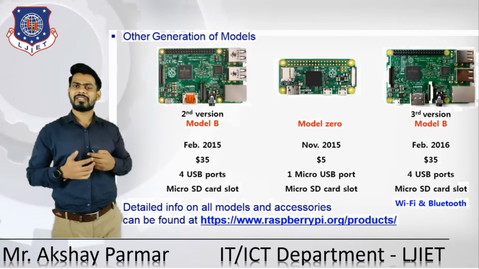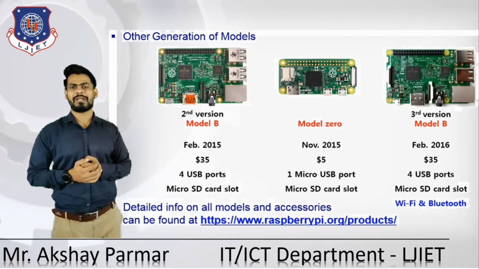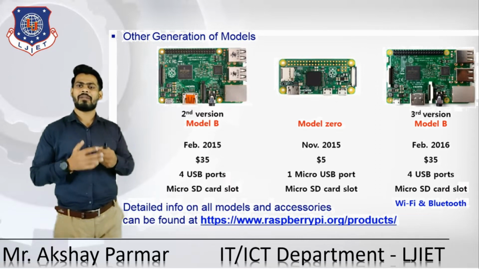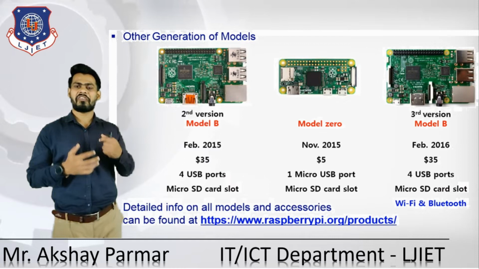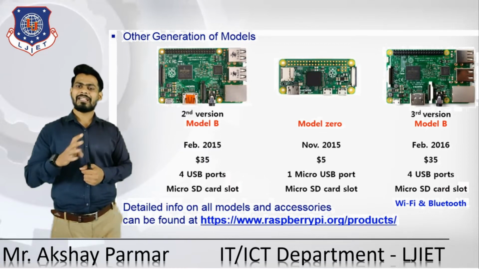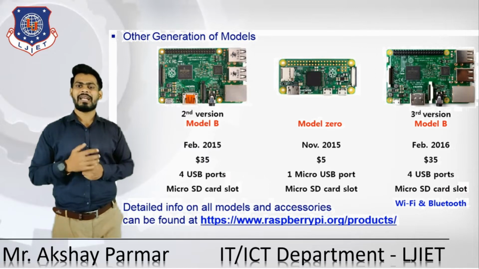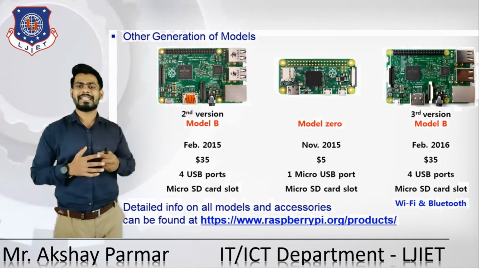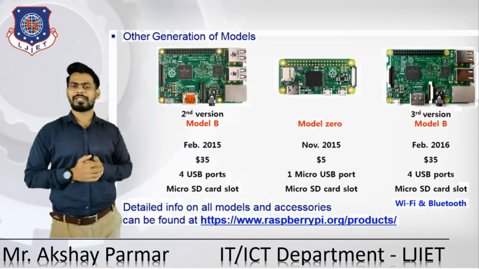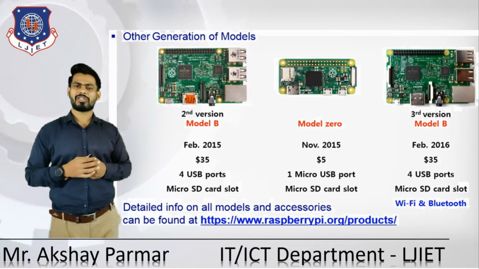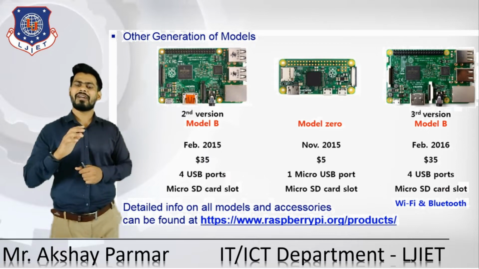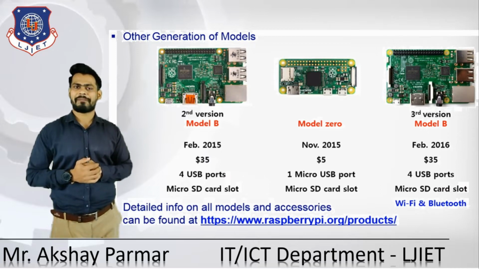After that came another generation of models. The second generation is the model B, introduced in 2015. It costs around $35, and it has 4 USB ports and a micro SD card slot. After that, the model 0 was introduced in November 2015, which costs only $5, and has one micro USB port and one micro SD card slot.